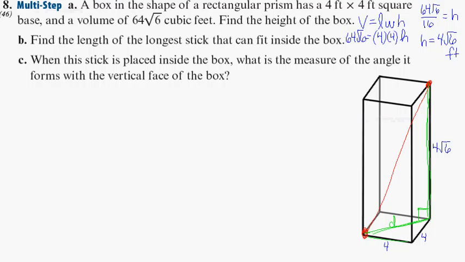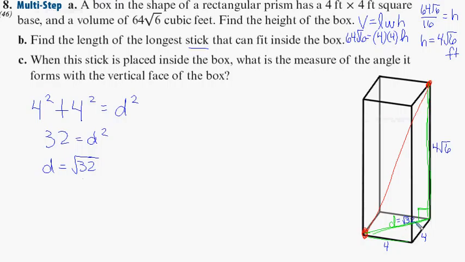And then off to the side here, I can set up the Pythagorean theorem. 4 squared plus 4 squared is equal to D squared, right? So that gives me 32 is equal to D squared, which means we can say confidently that D is equal to the square root of 32. Now, it's true that I could go ahead and simplify that, but there's actually no reason for me to do that because it didn't ask for that value anyway. We're going to use this D value in just a minute to find our actual stick length, okay? So now we know that D is equal to the square root of 32.